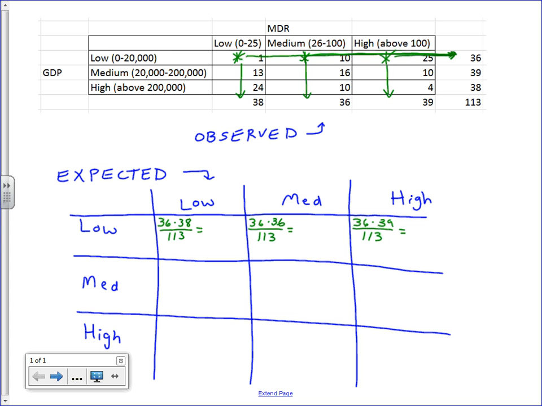The next row, the mediums, the total is 39, so it's going to be 39 multiplied by each of those columns. So 39 by 38, 39 by 36, and 39 by 39, all divided by 113. And then for the final row, the high GDP, that row total is 38. So it's going to be 38 multiplied by each of those column totals. So 38 by 38, 38 by 36, 38 by 39.